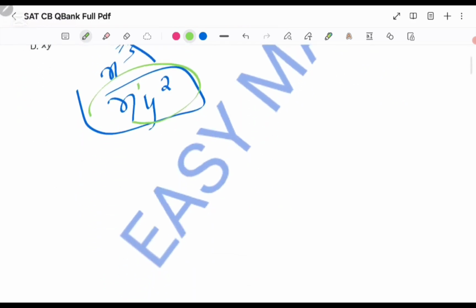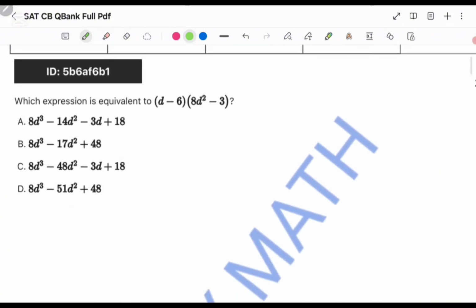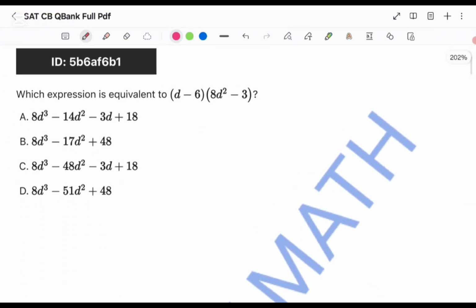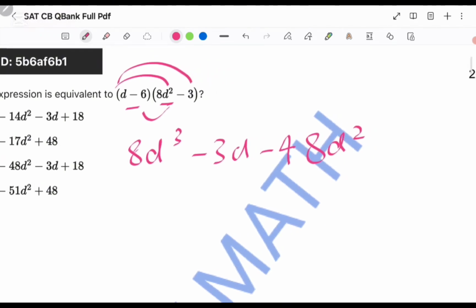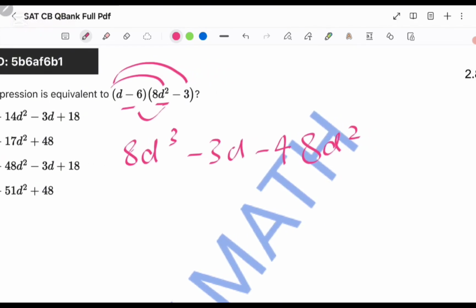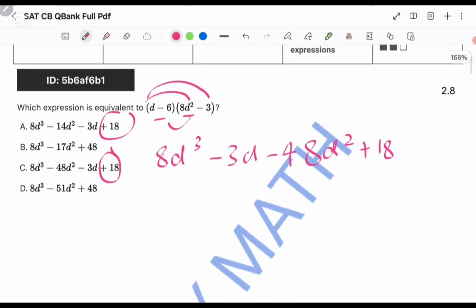So answer choice B. Moving forward, we are being asked which of the following expressions is equivalent to this. So let's expand this and see what happens. If we have an AD squared multiplied by a D, then we're going to have an AD cubed, and then D by the negative 3, negative 3D. Negative 6 and 8, so 6 times 8 is 48, and then we're going to have negative 48D squared, and negative 6 and negative 3 is going to be positive 18. So I can see the positive 18 in here.